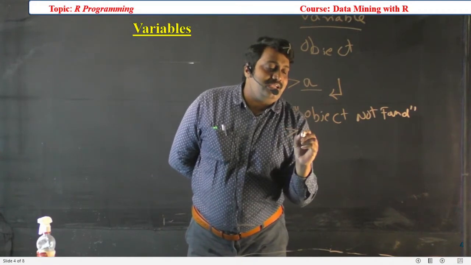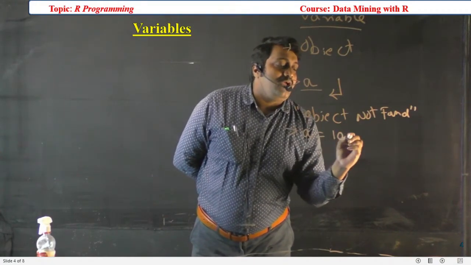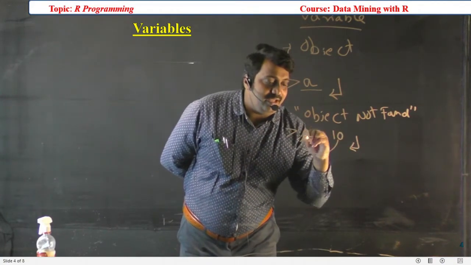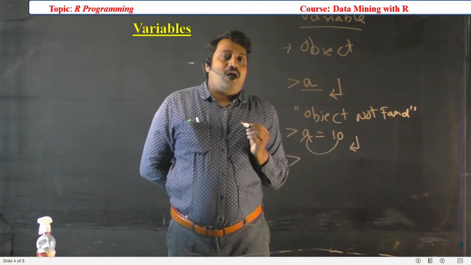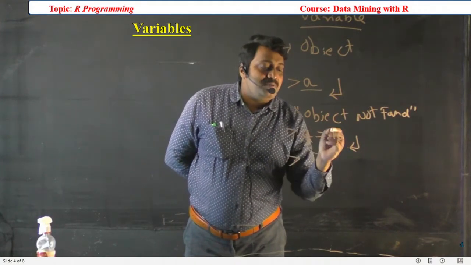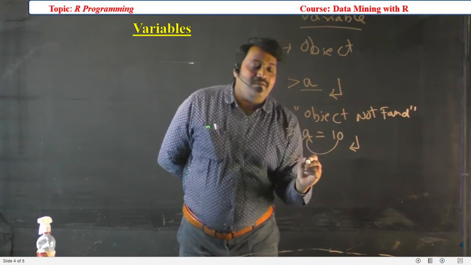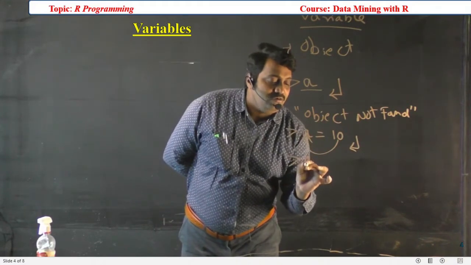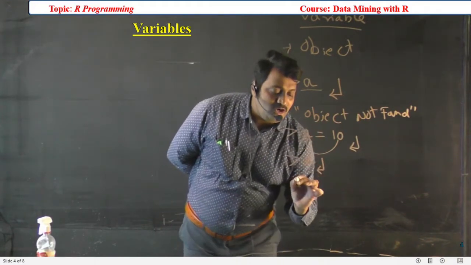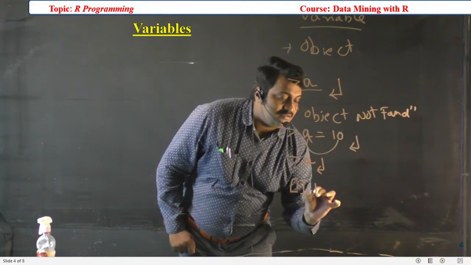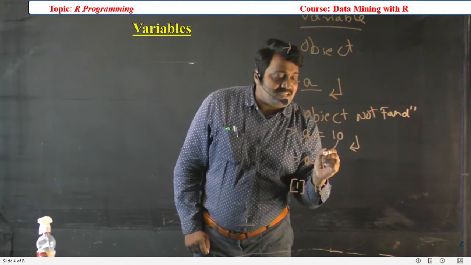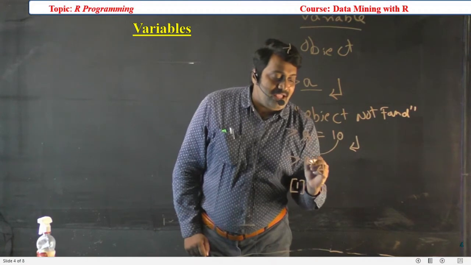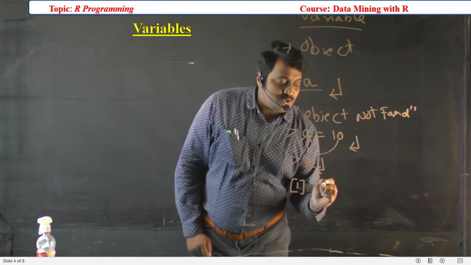Suppose I create A equal to 10 and press enter. The value 10 will be stored in the object A, the statement is executed, and we get the normal prompt. Then I type A and press enter, and we get the output 10. The previous statement stored the value 10 in the object A, and when I retrieve A, it shows 10.